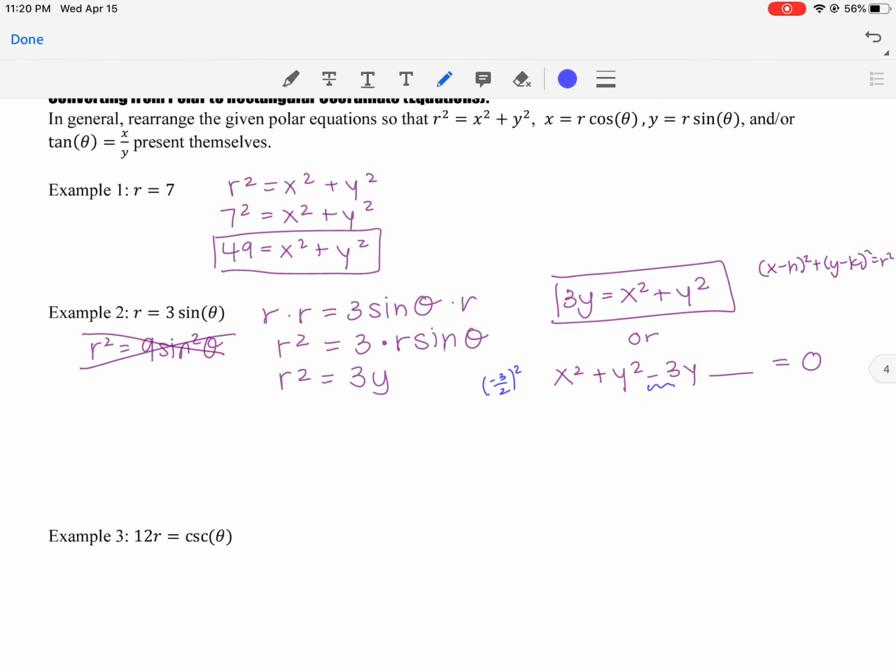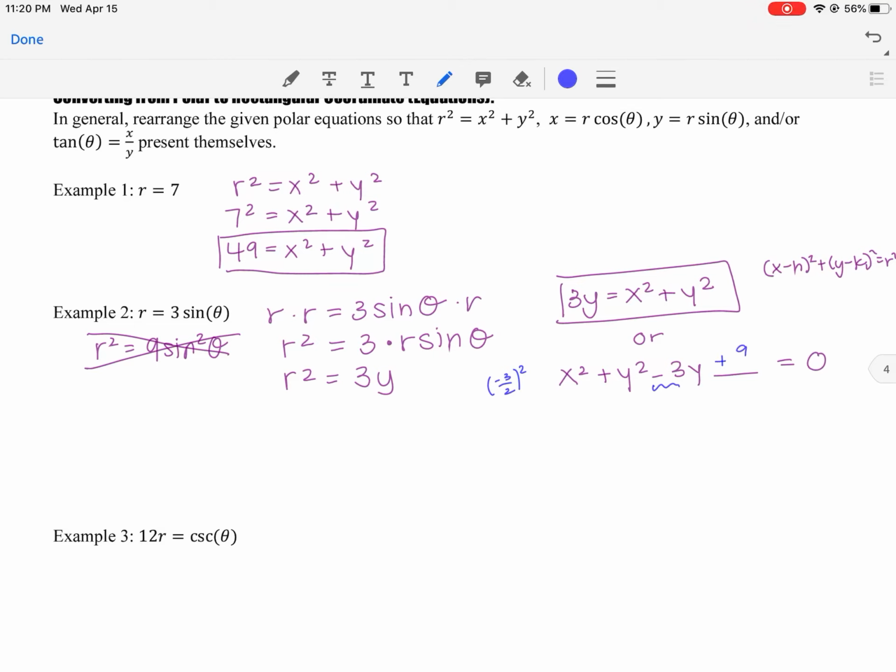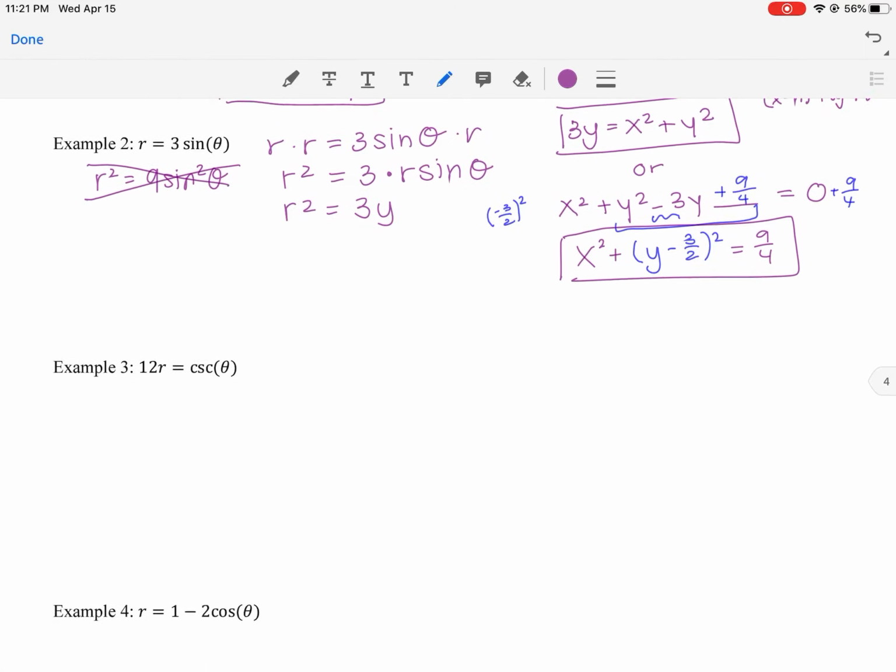So we'd have 9/4. Whatever we add to one side, we've got to add to the other. And then this part, this trinomial, would factor to (y minus 3/2) squared. You'll practice that a little bit more in the homework, and there'll be integers, but you will want that practice of completing the square. So x squared plus (y minus 3/2) squared equals 9/4 would be another way to write that equation.